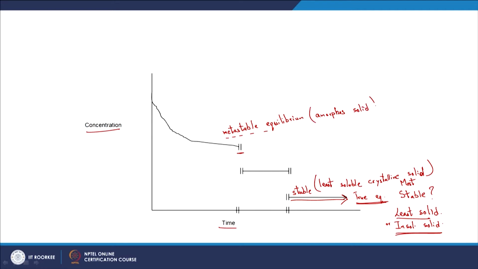The amorphous form of the solid, right. So this obviously is the most soluble solid, right. And next stage, what would that be again? This is again metastable equilibrium, and here I am going to have a crystalline solid, but it is going to be a soluble form of the crystalline solid.